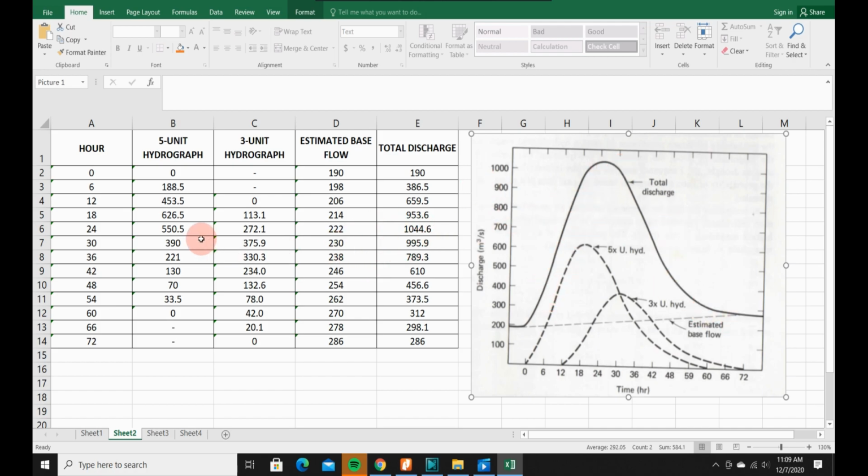And for the 5 unit hydrograph, you can see the discharge at time 0 is also 0. At the 6th hour, it is around 188.5, and at the 12th hour, it is around 453.5. Also with the 3 unit hydrograph, same process, just need to plot the relationship between the discharge and the time.